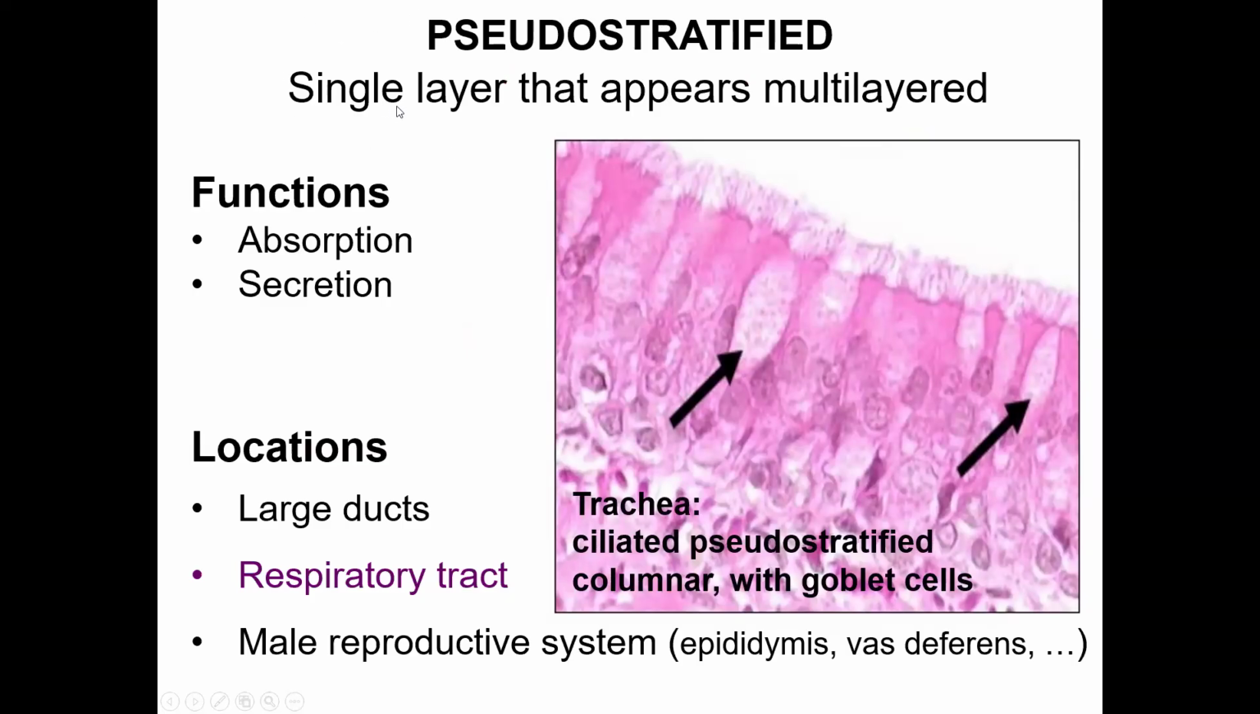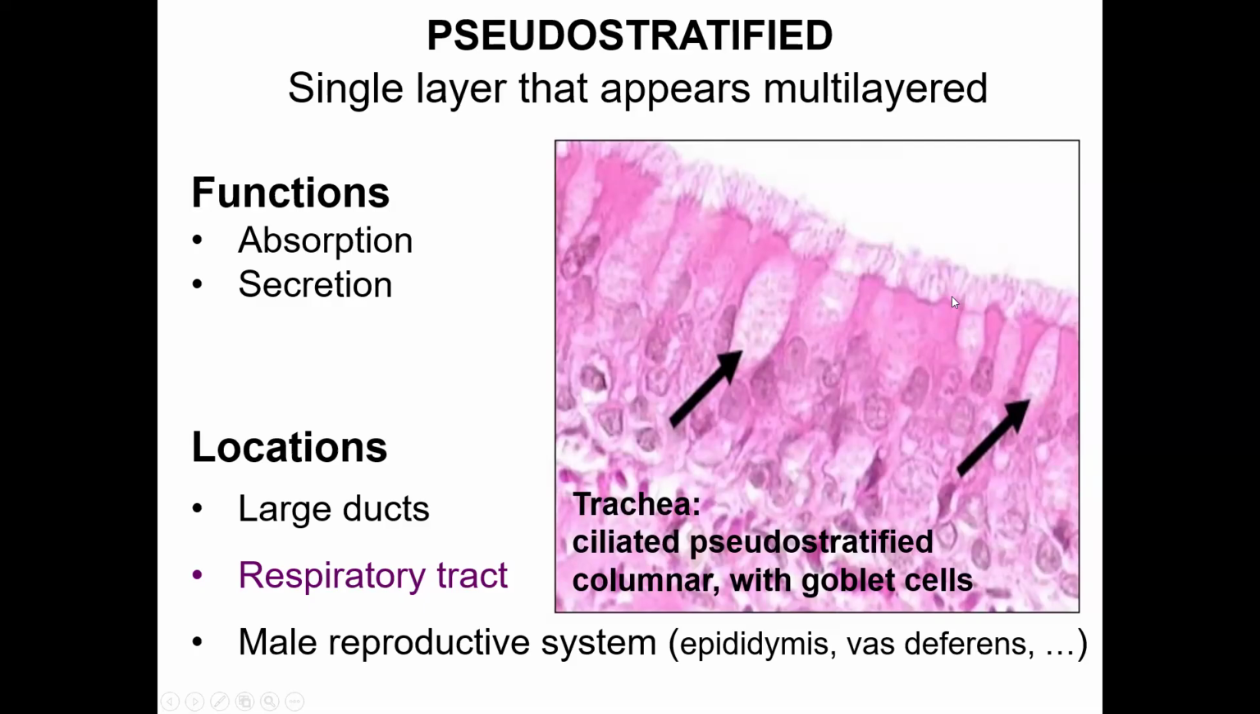It's made of a single layer of epithelial cells that appears multi-layered. And this is an example. I think that this is from the virtual microscope. It's the epithelium lining the trachea and most of the respiratory tract, which is a ciliated columnar pseudostratified epithelium with goblet cells, and these are the goblet cells.